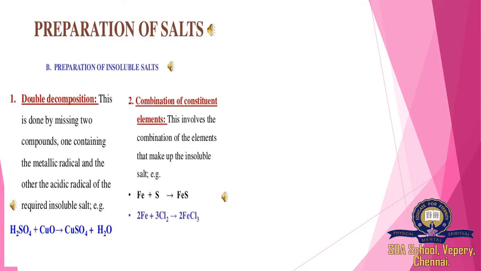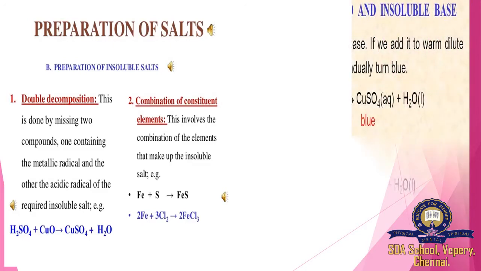Next, combination of constituent elements. This involves the combination of the elements that make up the insoluble salt. Why is it a constituent element? Here, no acid and base are taking part in this reaction, only the elements are taking part and giving a corresponding salt. So Fe reacting with sulfur gives ferrous sulfide, and Fe reacting with chlorine gives ferric chloride.